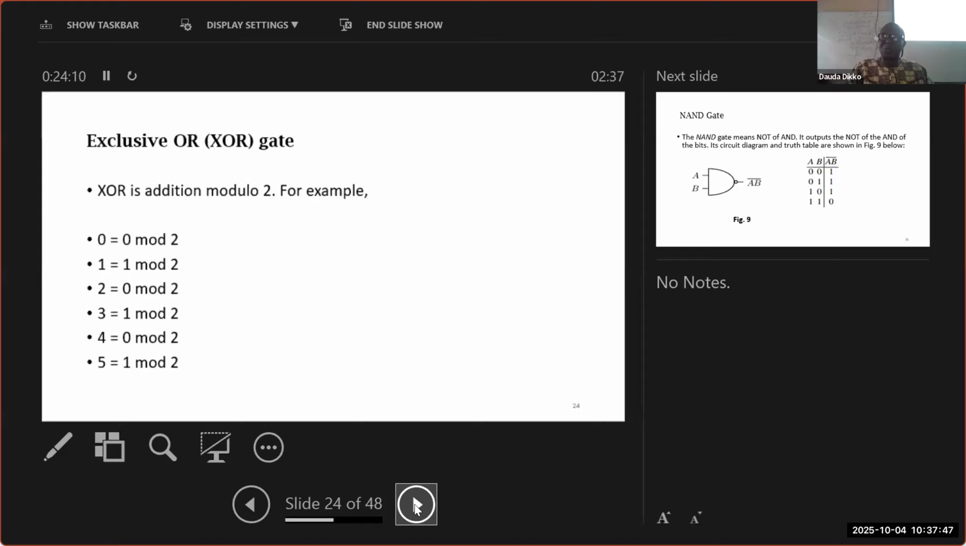For example, 0 is still the same thing as 0 mod 2. 1 is the same thing as 1 mod 2. Then 2 is 0 mod 2. Then 3 is 1 mod 2. Then up to 5, that is 1 mod 2 as well.